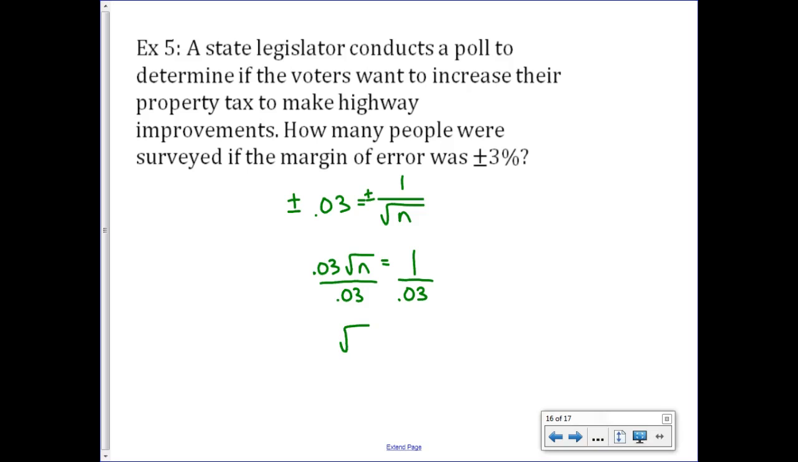So the square root of n, 1 divided by 0.03, is 33.3 repeating. If I want to get rid of this square root, I need to square it and square it. So n is about 1,111 people.